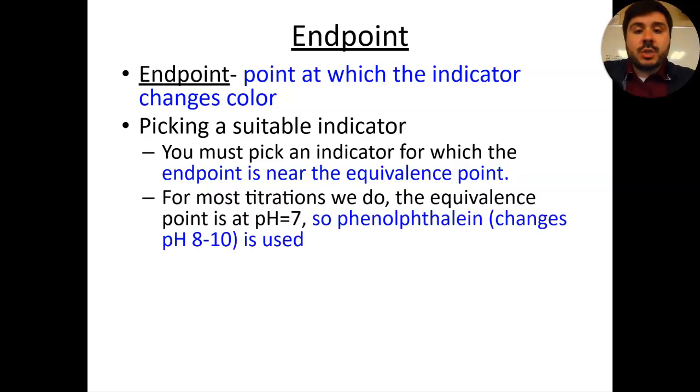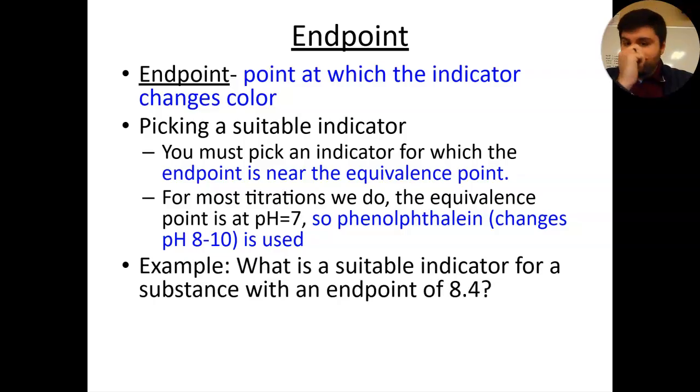So for most titrations we do, the equivalence point is, of course, at a pH of 7, because the equivalence point is going to be a representation of neutralization, which is a pH of 7. And so phenolphthalein changes at a pH of 8 upwards of 10. And since it's right at a pH of 8, that's a pretty darn good indicator to tell us that the endpoint is super close to a pH of 7, so therefore we can absolutely use it.